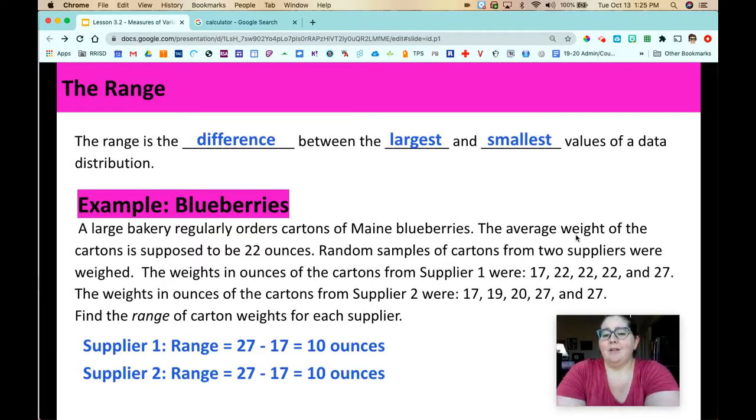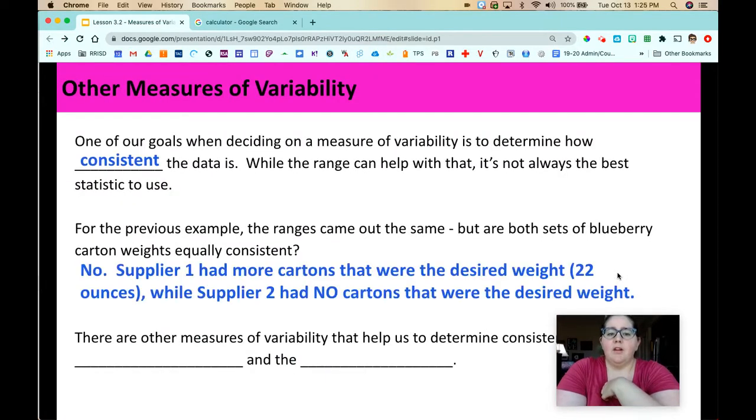If I go back and look at them, I might see that supplier 1 has more cartons that are at that desired mean weight, which is 22, whereas supplier 2 doesn't have any cartons at that desired mean weight. So they're not really equally consistent, and the range is not really showing us that. It's just showing us literally the biggest minus the smallest.